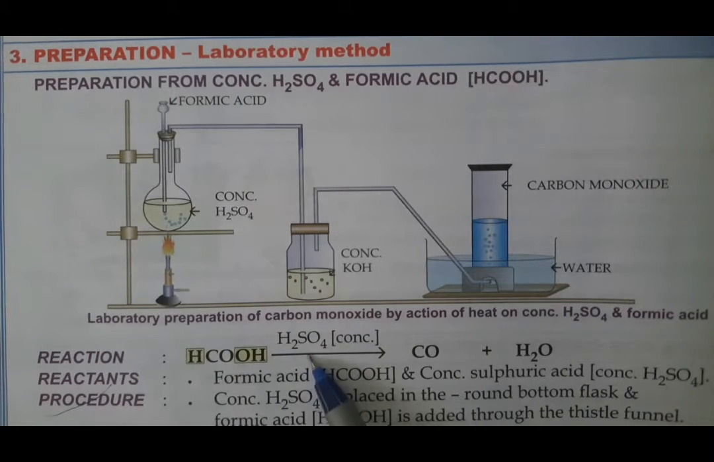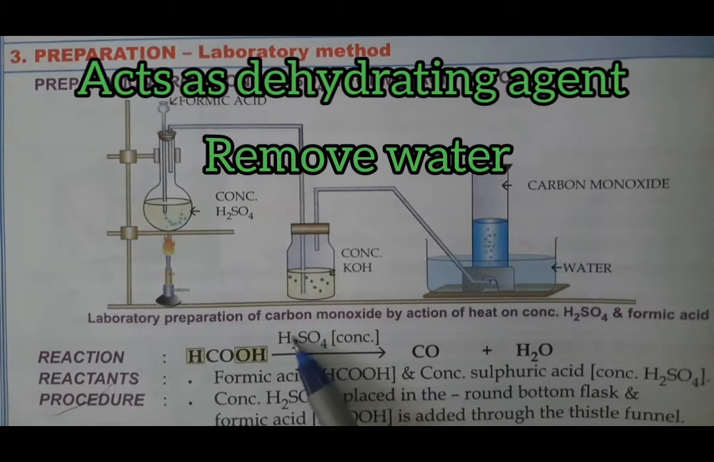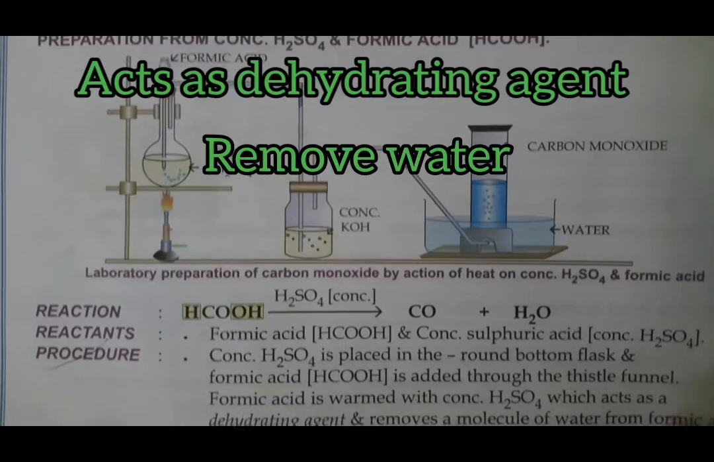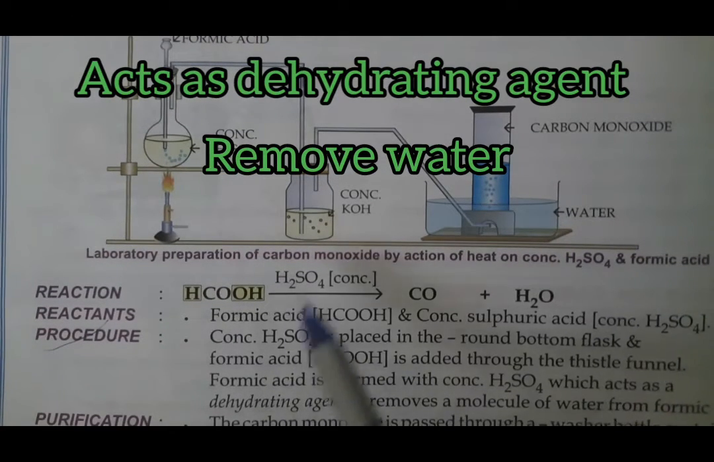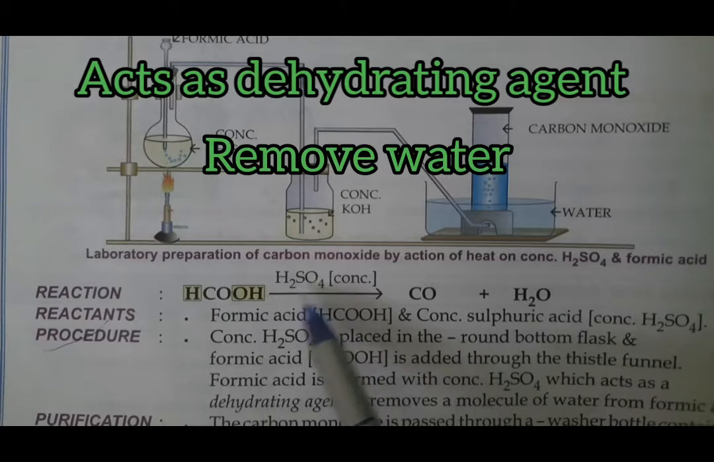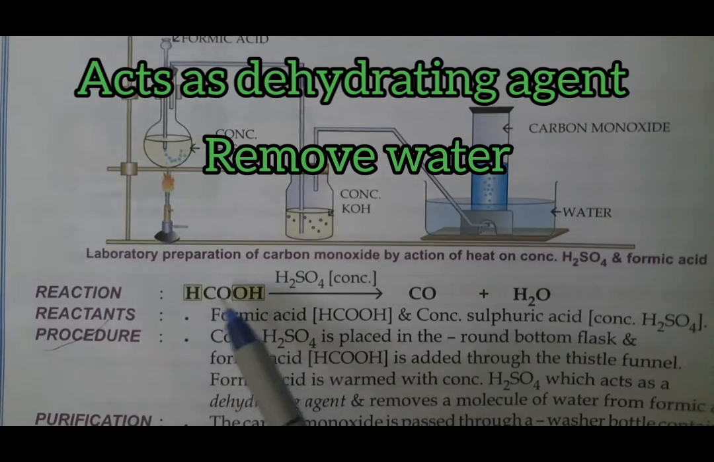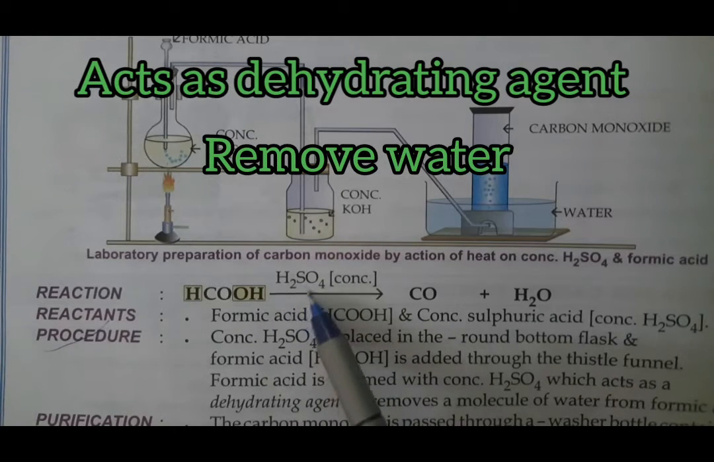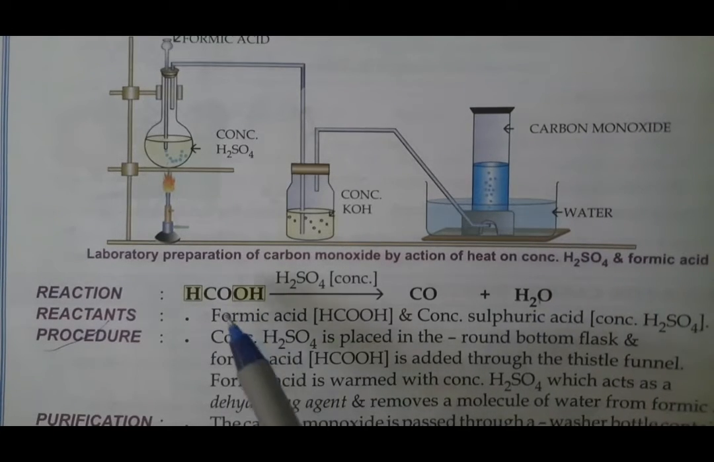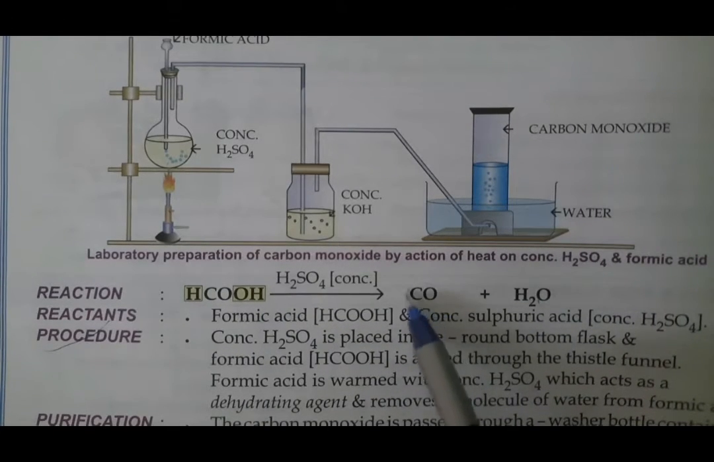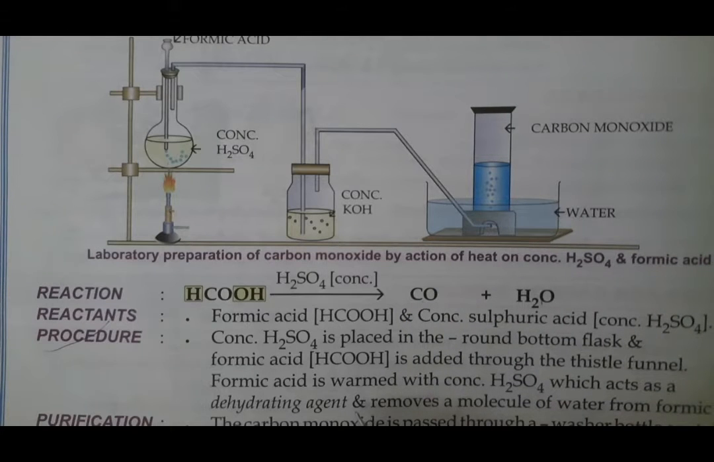Now do remember, in this reaction concentrated sulfuric acid acts as a dehydrating agent. You can see the name out here. It acts as a dehydrating agent, and its job is to remove water. So it removes H2O. The job of concentrated sulfuric acid is as a dehydrating agent, the one who removes water. So it removes water, H2O, from formic acid. Water out, then what is left? CO. This is how we get carbon monoxide.